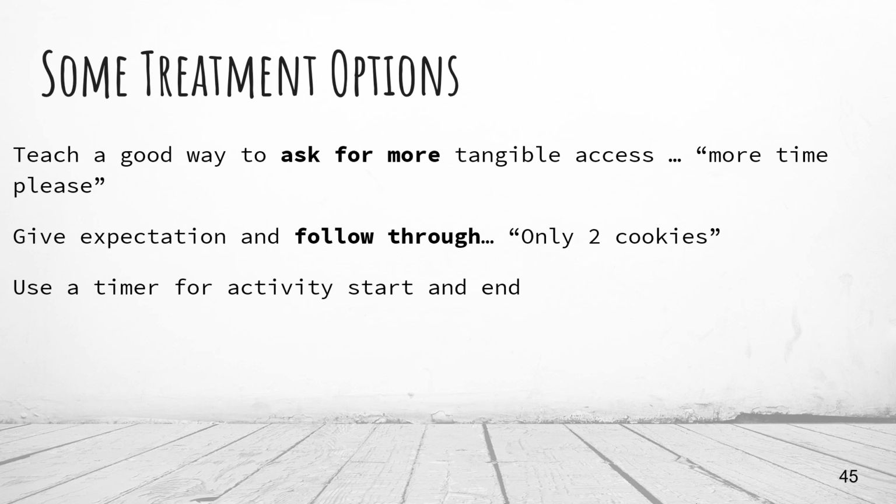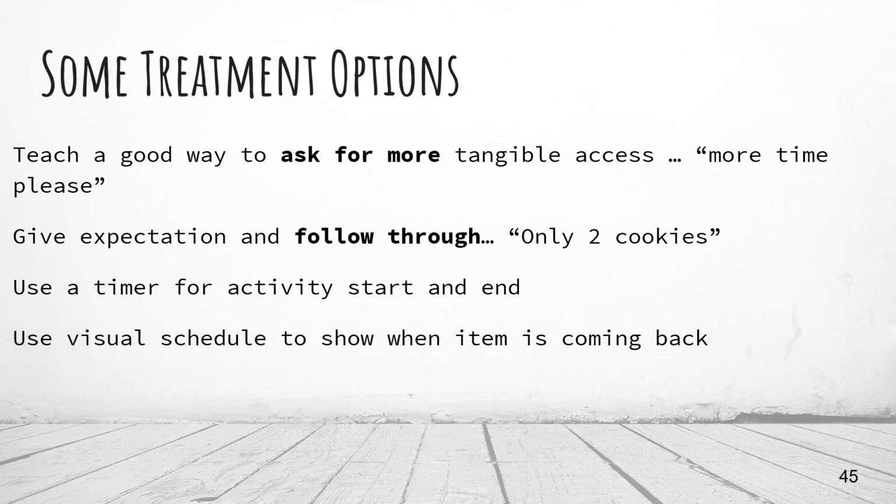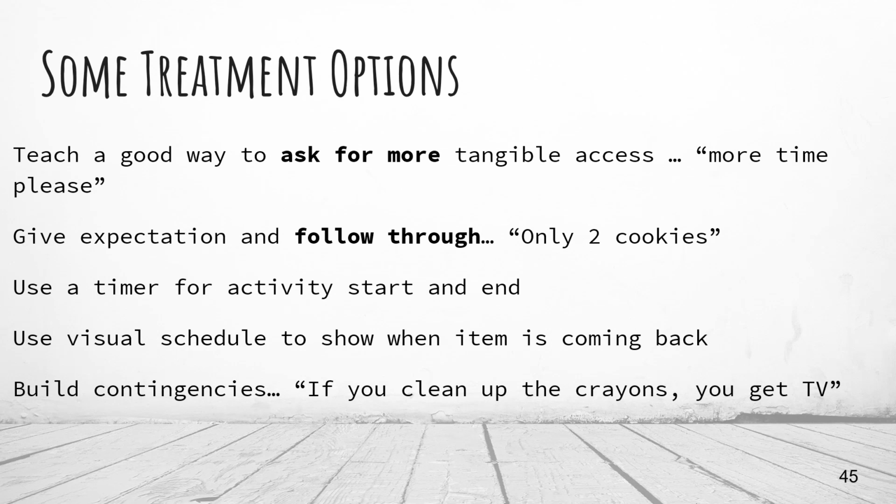Using a timer for an activity to signify the start of the activity and the end of the activity. Using a visual schedule that shows when the item is coming back. We're likely to see less problem behavior if the client knows that they'll have access to that tangible in the near future. So using a visual to show them when it's coming back is going to help.